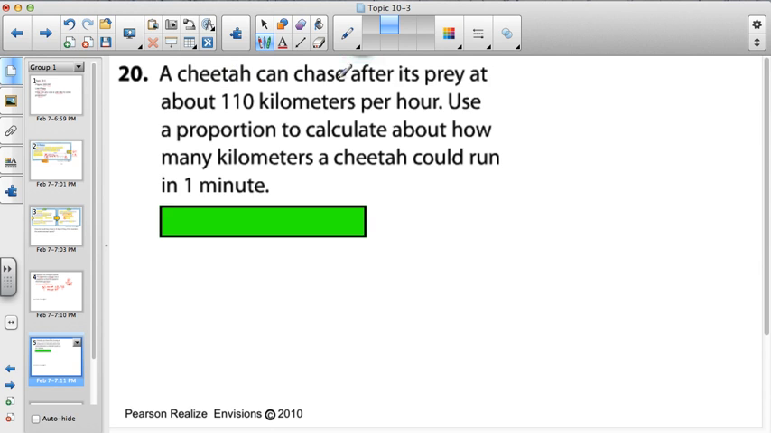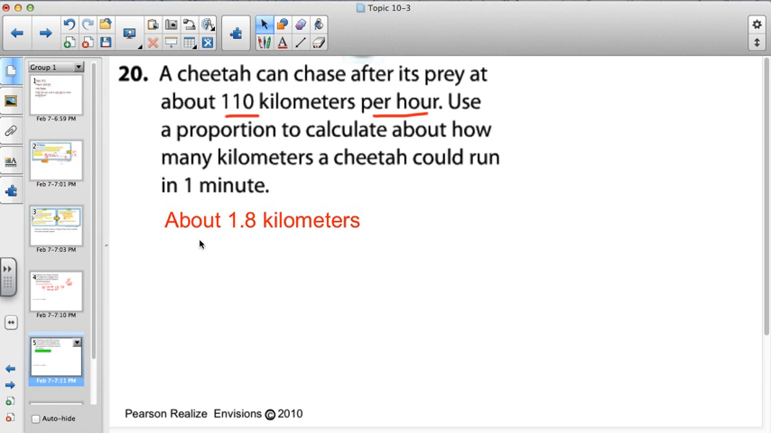A cheetah can chase after its prey at about 110 kilometers per hour. Use a proportion to calculate about how many kilometers a cheetah could run in 1 minute. Well, in this case, our answer is about 1 8/10 kilometers. So it'll travel about 1 8/10 kilometers in 1 minute. We come up with that by using proportions.